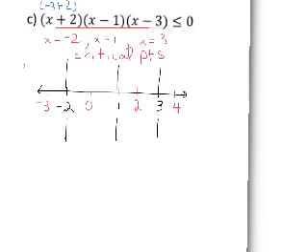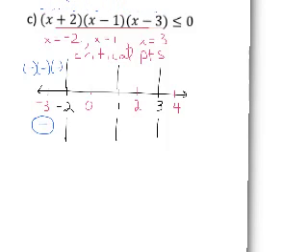Negative 3 plus 2 is a negative. Negative 3 minus 1 is negative 4. That's a negative. And negative 3 minus 3 is negative 6. That's also a negative. And a negative times a negative times a negative is a negative. So when I put negative 3 in, I get a negative value.